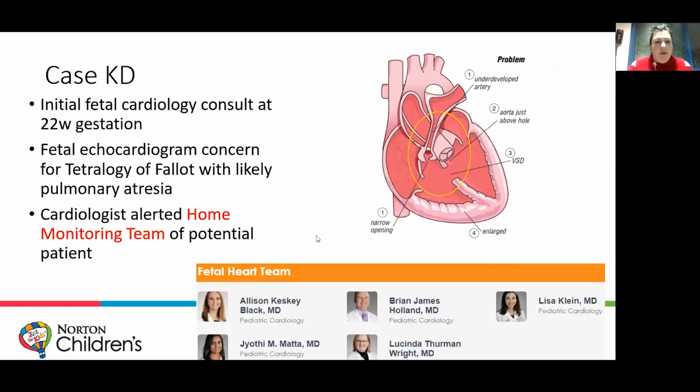So mom underwent her initial cardiology fetal consult at 22 weeks gestation, which is usually around the time that we typically do them. Usually around 20 to 24 weeks is when we'll do our initial consults.